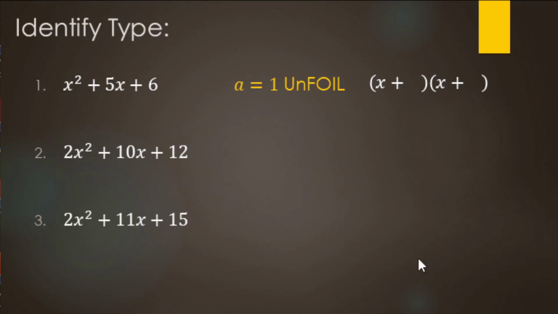For number 2, notice that there is a number in front of the x squared. So this means that the a does not equal 1. It equals, in this case, 2.